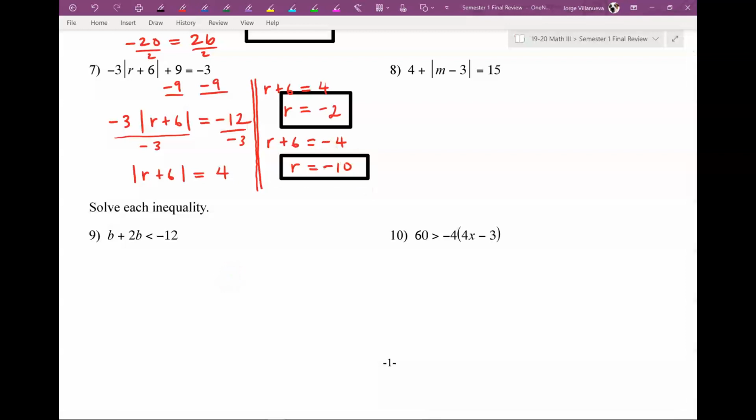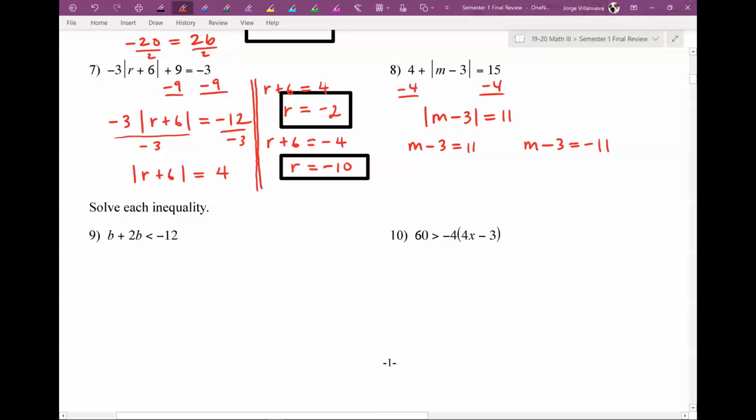And again, for number 8, I'm expecting to get two solutions as well. Okay, so let's go ahead, and for number 8, we're going to subtract 4 on both sides first. Let's get rid of the numbers that are just hanging out there. So I get the absolute value of m minus 3 is equal to 11. And now I'm going to rewrite this. So I'm going to write m minus 3 equals positive 11, and m minus 3 equals negative 11.